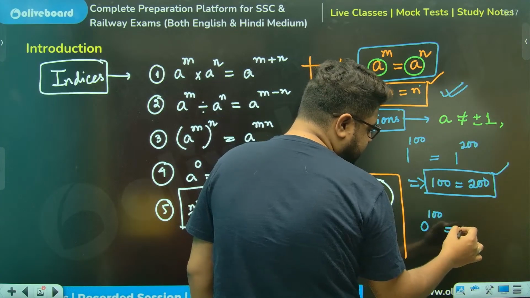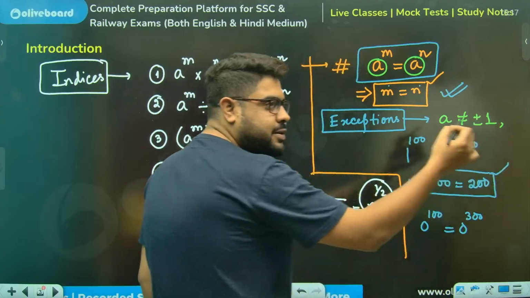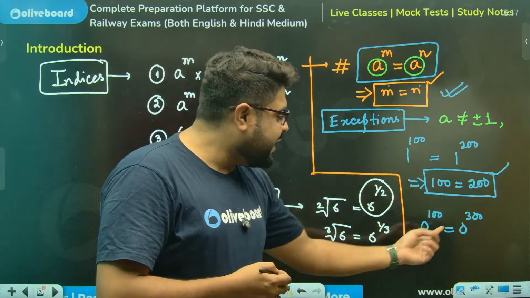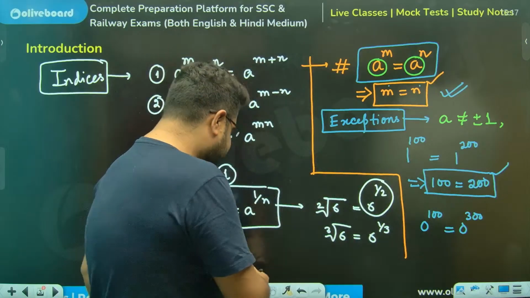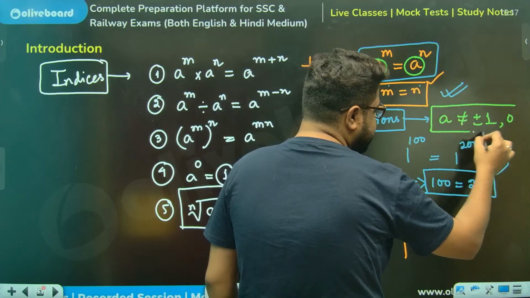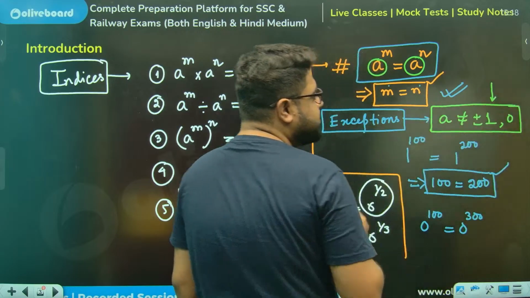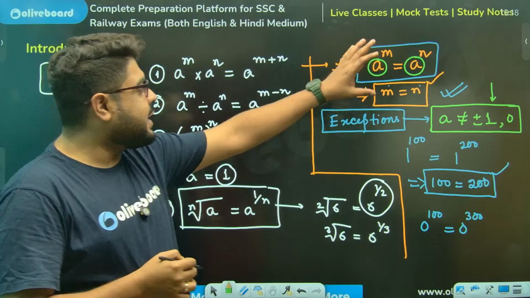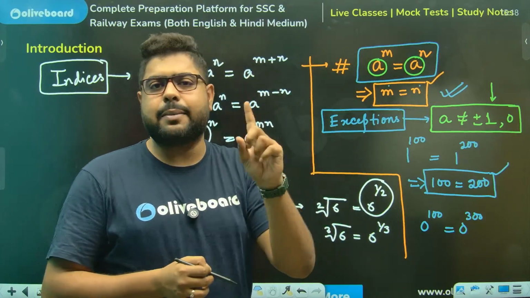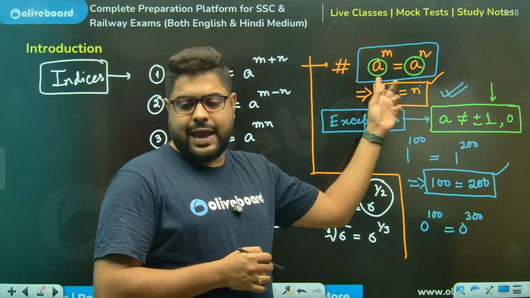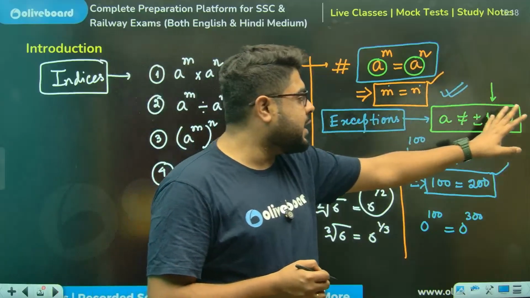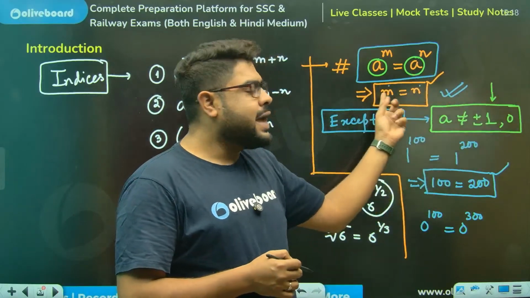0 to the power 100 or 0 to the power 300 or any number, because 0 to the power anything is 0 only. So again 100 equals 300. I'll give you 100 rupees, give me back 300 rupees. So again, these three are the exceptions: 1, -1 and 0. Always remember, if I have to equate the powers, I only care about one thing: the base A value should not be plus or -1 and 0. If these three are not there as base, I can use M is equal to N.